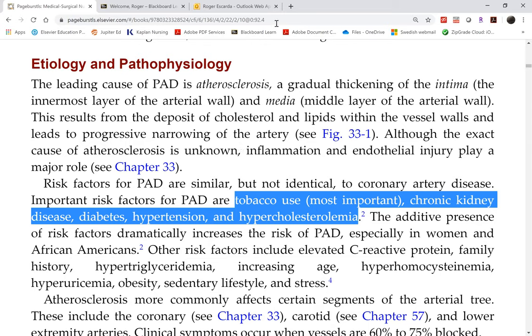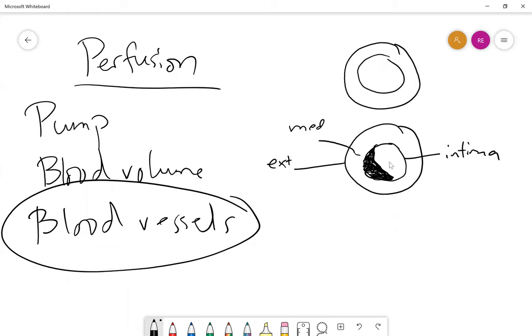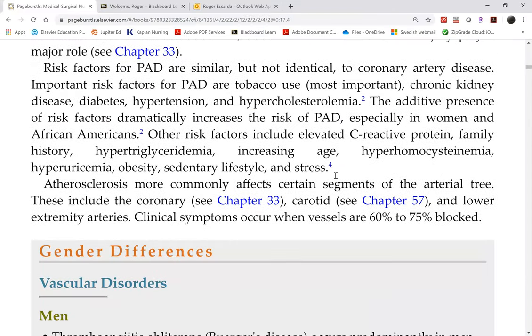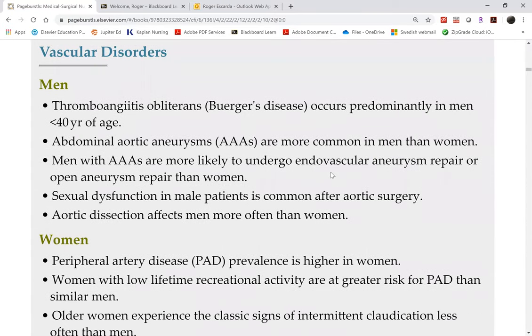So the main problem, again, just like in hypertension, is atherosclerosis, causing thickening of the intima, and then eventually leading to an obstruction of the artery. Here, obviously, this is partial. We will discuss also the stages, because there are stages in PAD. We'll discuss all that. So here are your gender differences. As you may have noticed in chapter 33, there are differences in mortality between males and females.